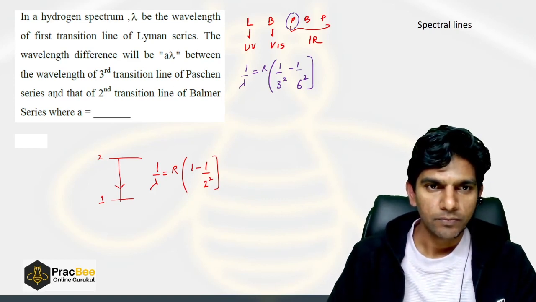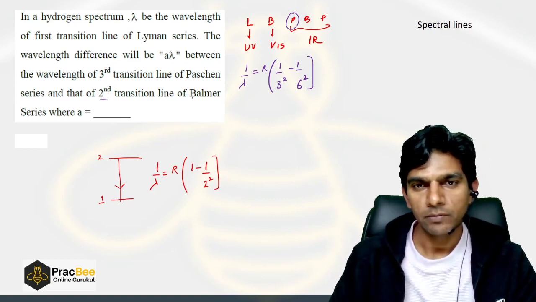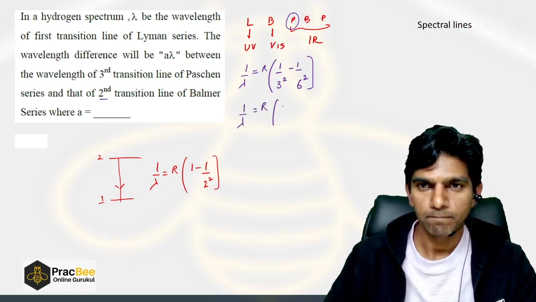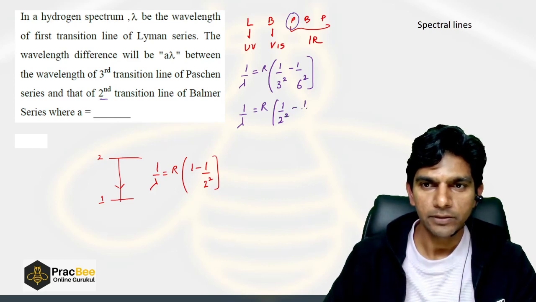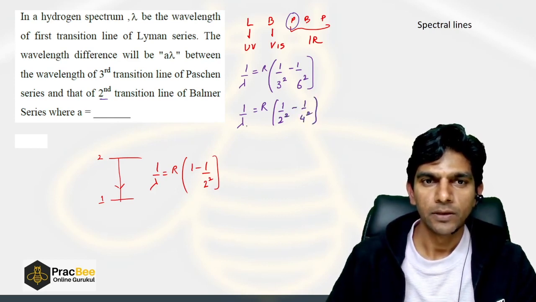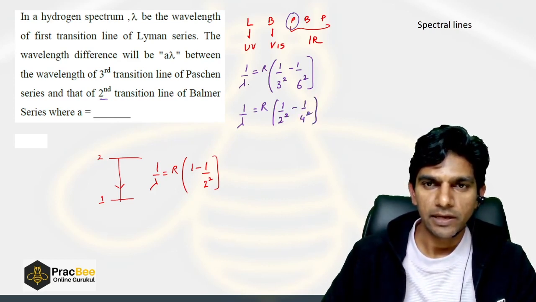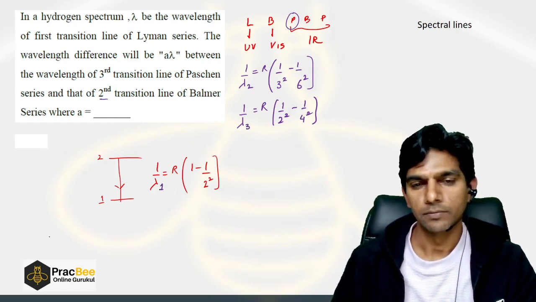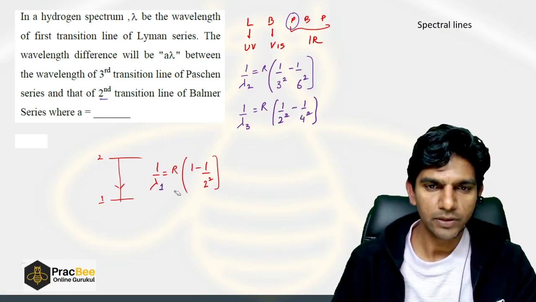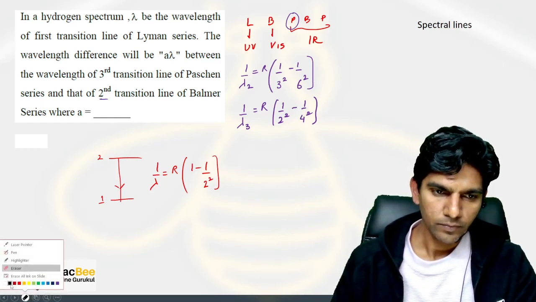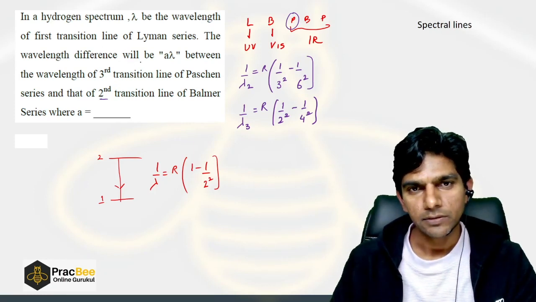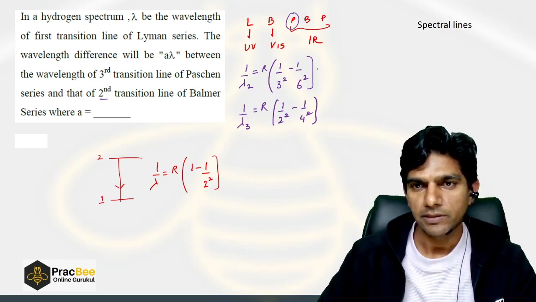And second transition in Balmer. So in Balmer we have 1 by lambda is R times 1 by 2 square minus 1 by 4 square, right? Now let us say this is lambda 2, this is lambda 3, and this one is lambda 1. Or okay, let us keep it as lambda only, right? And we have given that the wavelength difference will be Δλ, right? So first let us calculate these values.